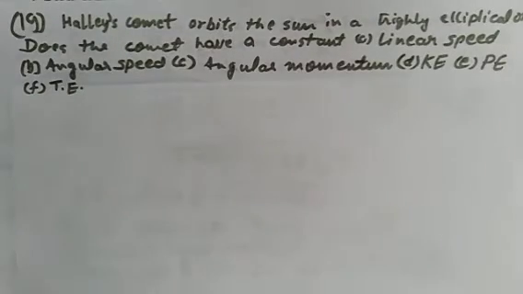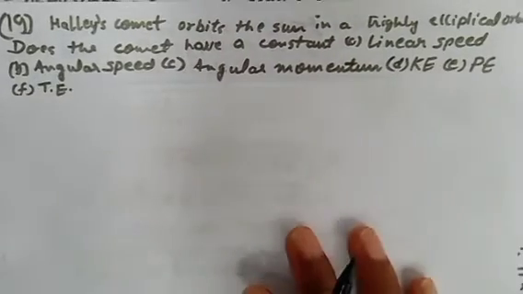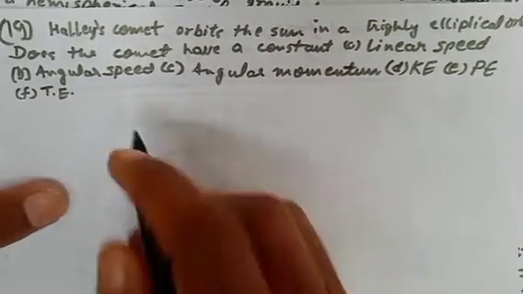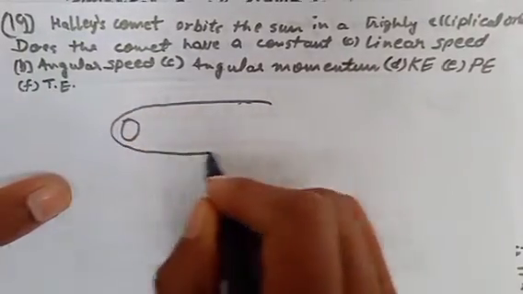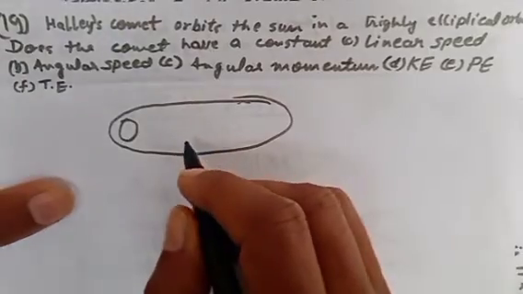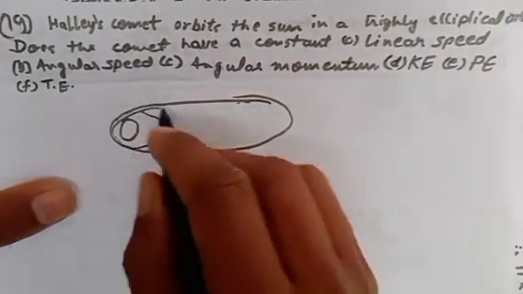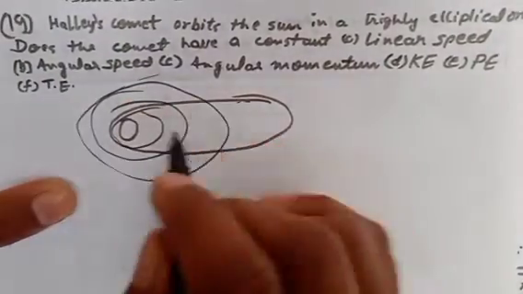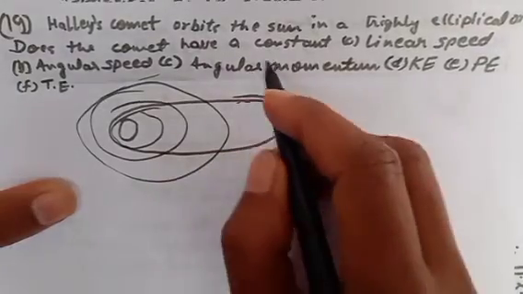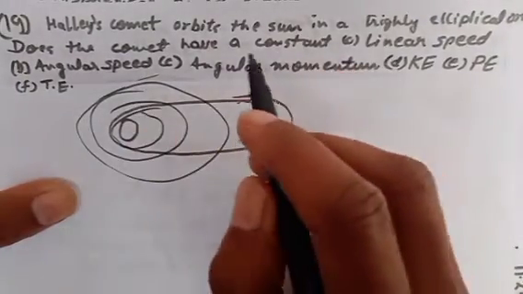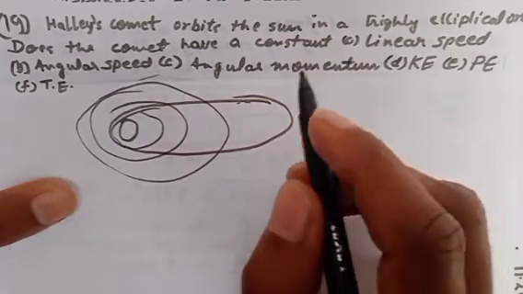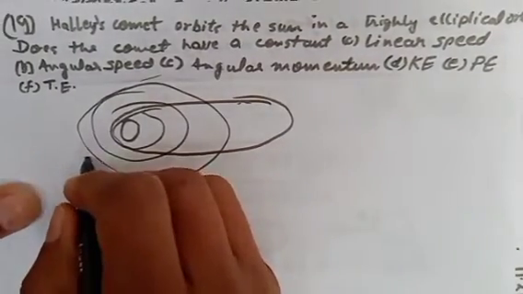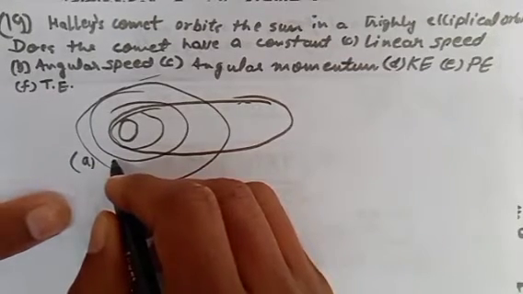Next, Halley's Comet orbits the Sun in a highly elliptical orbit. If this is the Sun, this is the orbit of Halley's Comet. Other orbits are something like this, elliptical also, but Halley's Comet is highly elliptical. So does the comet have constant linear speed? Answer is no.